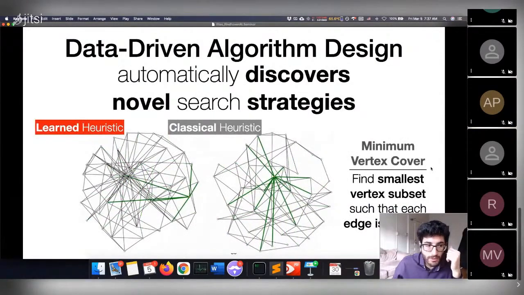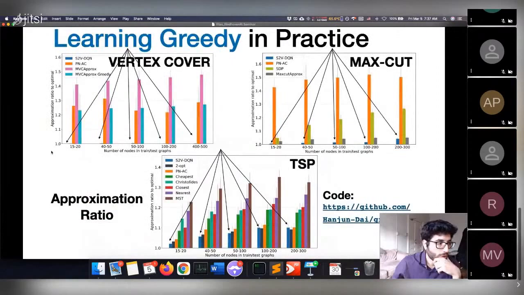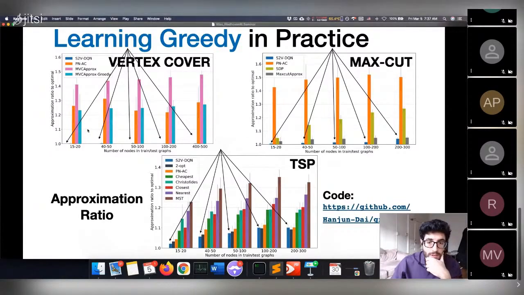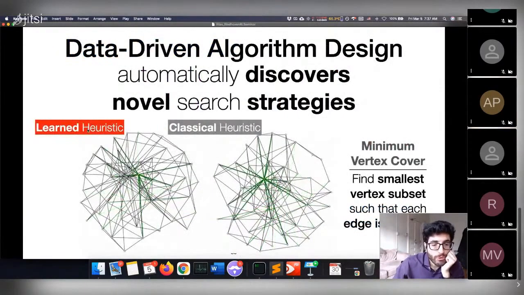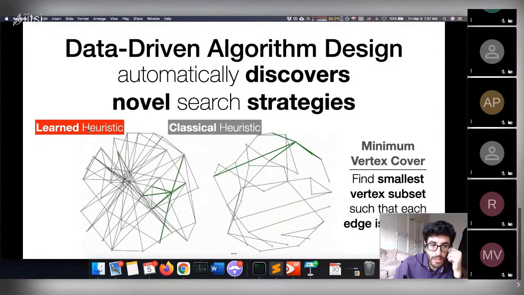And wait, 1 is supposed to be the best ratio, right? Then in these results, the less the better. Am I correct? Exactly. Yes, indeed. And so we've observed that this learned strategy tends to find interesting heuristics sometimes.